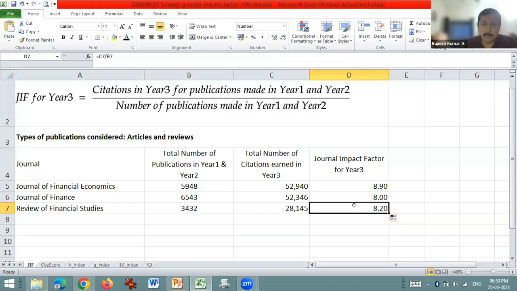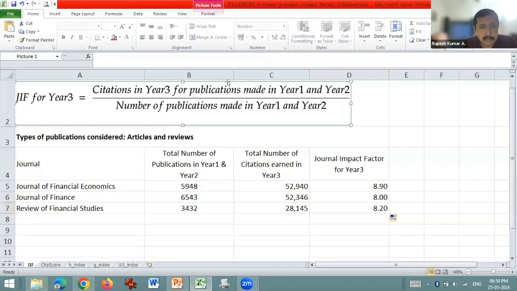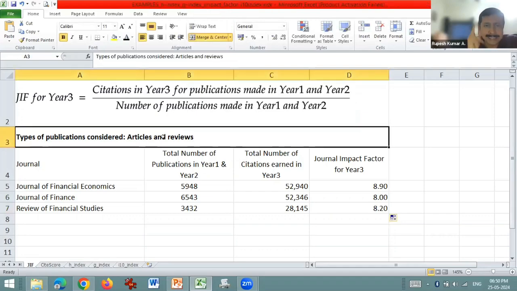One last point I want to make. Here we have the word publications. What types of publications are considered by Web of Science for calculating the journal impact factor? The types of publications considered are only 2: articles and reviews. Only 2 types of publications are considered by Web of Science for calculating journal impact factor.